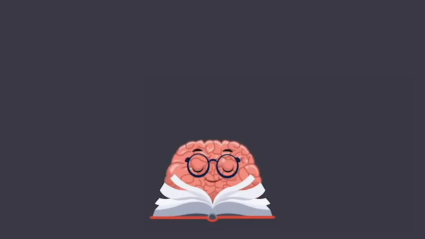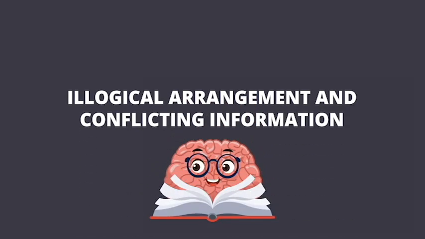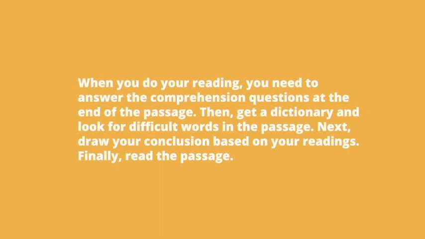Read this passage and try to find out what the main idea is. When you do your reading, you need to answer the comprehension questions at the end of the passage. Then, get a dictionary and look for difficult words in the passage. Next, draw your conclusion based on your readings. Finally, read the passage. It was confusing, wasn't it? Were you able to get the main idea from what you have just read?